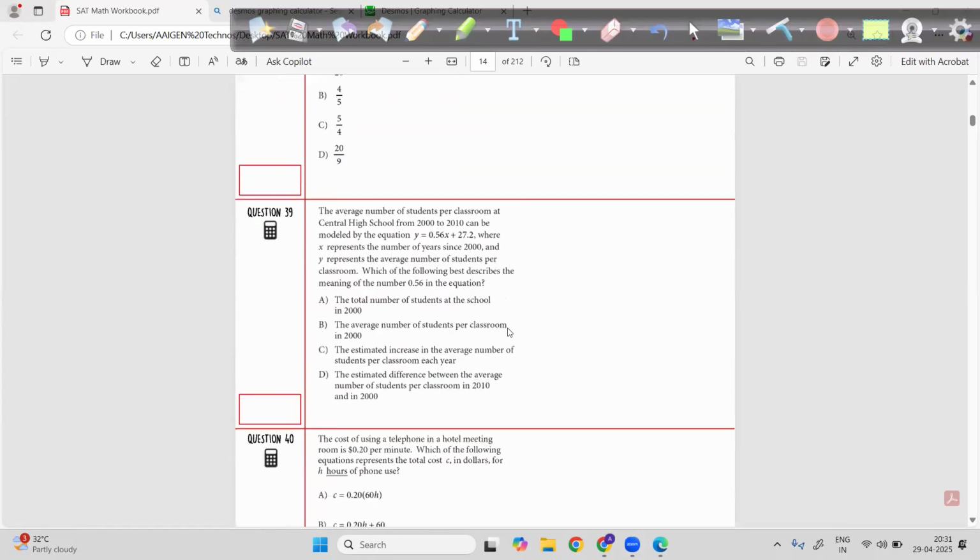Everyone should answer 39th in the chat box. Please do answer question number 39 in the chat box. For 39, please read the question peacefully and try to answer question number 39 in the chat box.